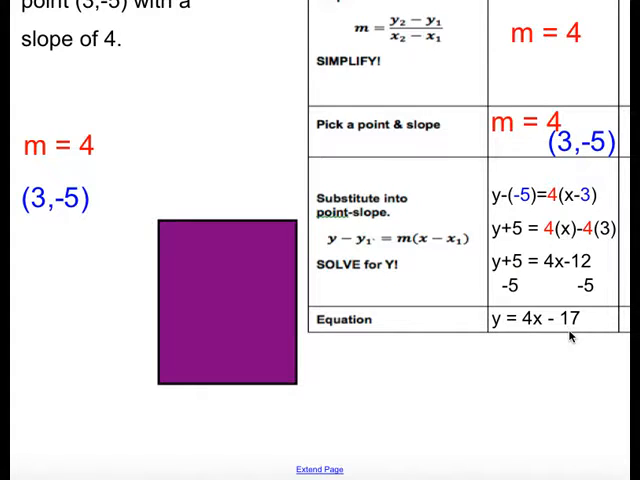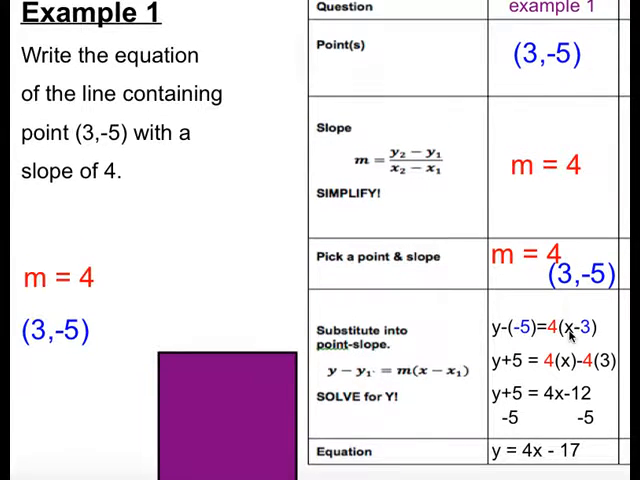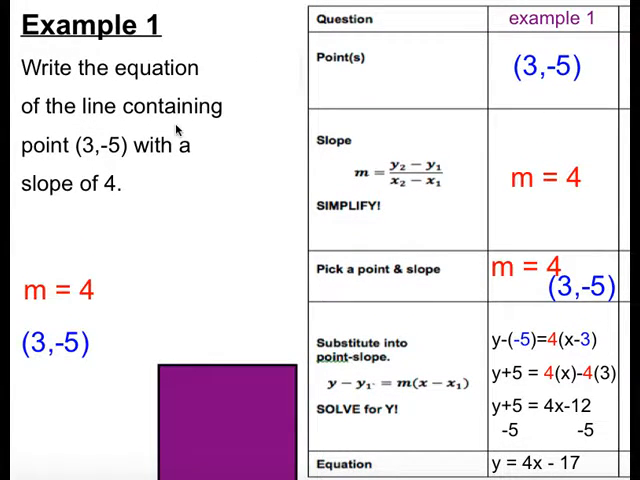Now that doesn't seem too bad, but what do I do if the slope is a fraction? Because a lot of times we have rise over run. Well, we'll talk about that in example 2.